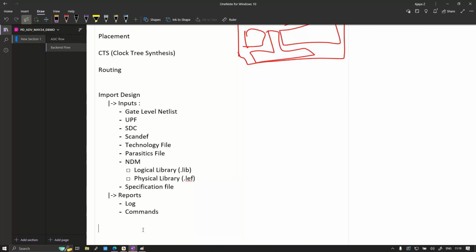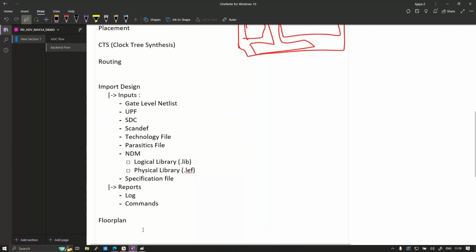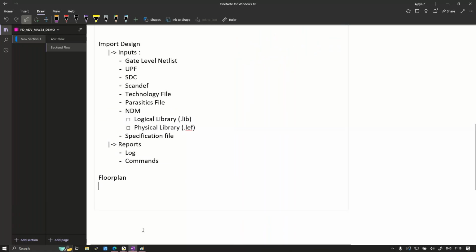Now the next criteria is floor plan. Okay, so in import design, we will just load all the inputs and verify that the design is loaded properly or not. That's what we are going to be verifying. Okay, and next is floor plan. In this particular floor plan, we'll just go directly with respect to the goal.